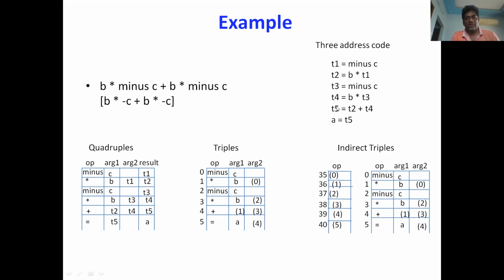Then t2 plus t4, result is copied to t5. And finally a is equal to t5. So the assignment operation, and only one argument is there, t5, it is copied to a. Okay, so this is how quadruples are used to store the three address codes. It contains four fields: operator, argument 1, argument 2, and result. Now let us see the triples representation of the same code.